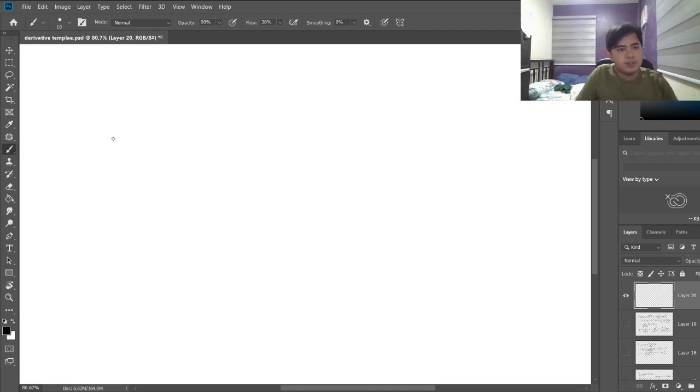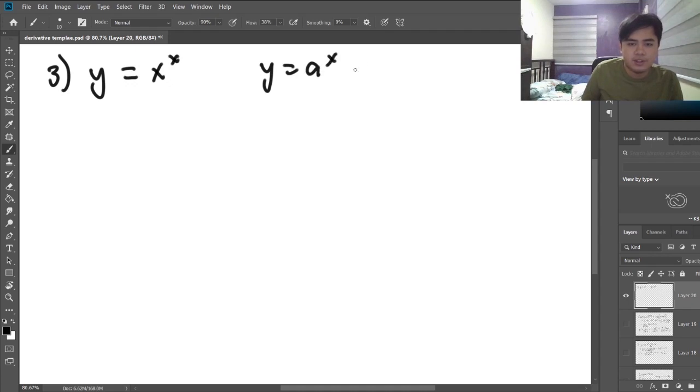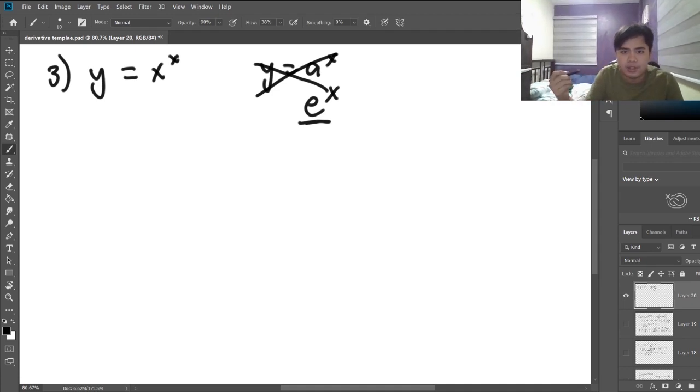Question number 3. y is equal to x to the x. Now, the problem here is that it's not of the form y equals a to the x or e to the x, as we discussed in an earlier video. This is not the form, because the one on the bottom needs to be a constant. So e is a constant, and then to the power x, a function. So this is not it.